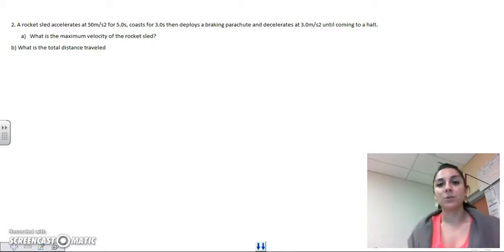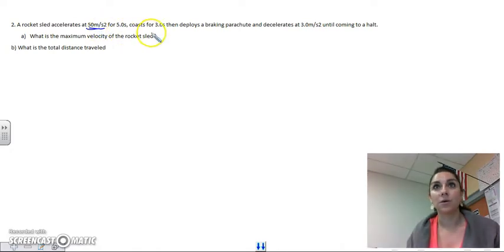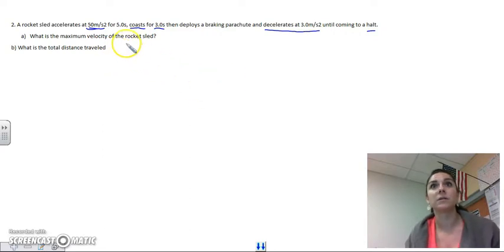But anyway, let's work on the problem that we have up here, which is a rocket sled. Let me read it. This is Kinematics 2. We have a rocket sled that accelerates at 50 meters per second squared for 5 seconds, coasts for 3 seconds. I underline these numbers. Coast is a key word. And then it deploys a braking parachute and decelerates, coming to a halt. The questions are, what is the maximum velocity of the sled and what distance did it travel?